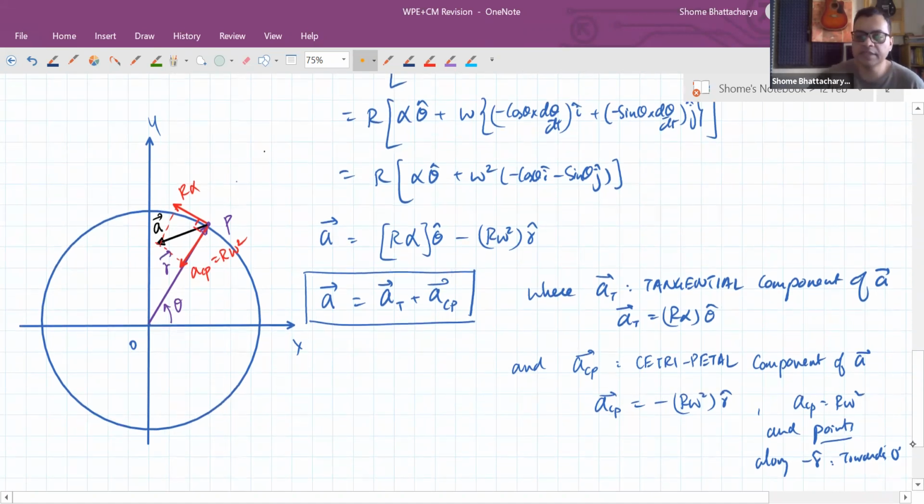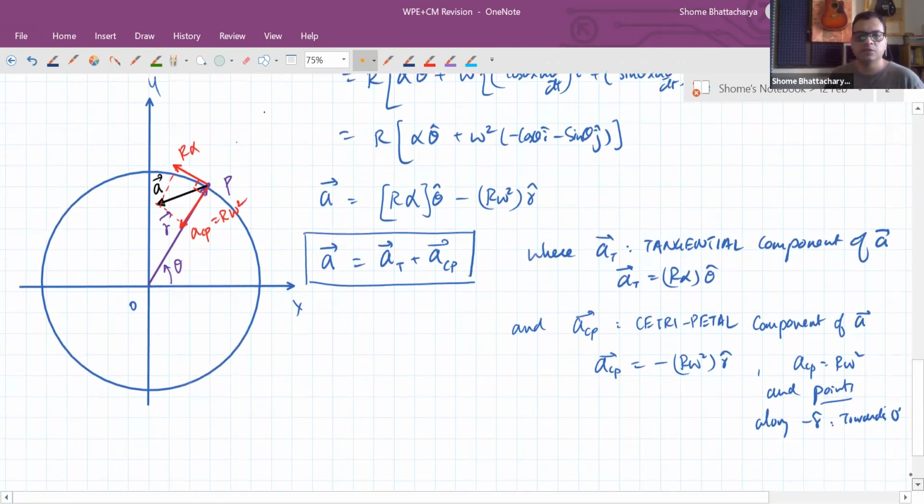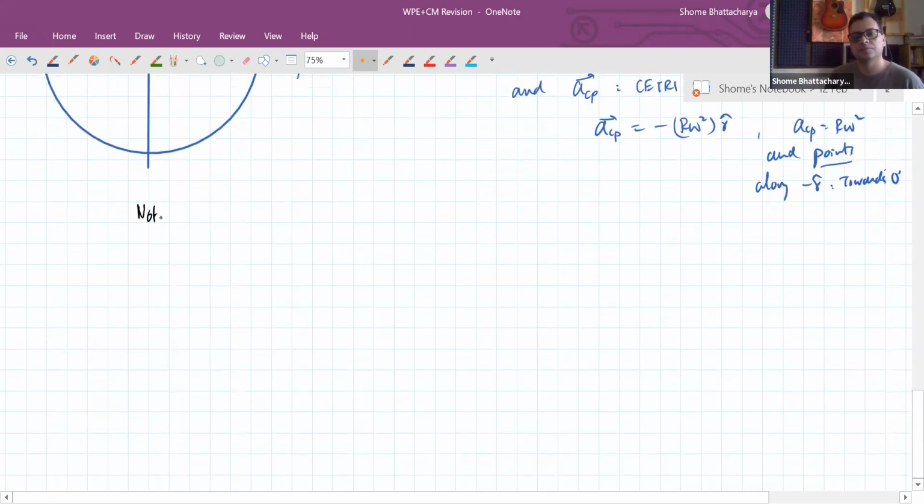So the velocity is always tangential, but the acceleration will have a radial and a tangential component in general. But we'll also learn that in uniform circular motion, the tangential acceleration becomes zero because alpha is zero. Now, a few more points to understand about the acceleration. So this equation on its own implies that the magnitude of the acceleration will become square root of the sum of the squares of these two. Okay.